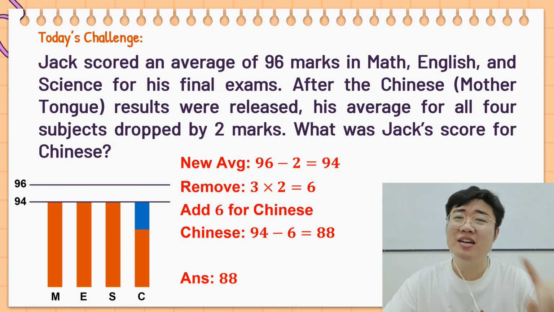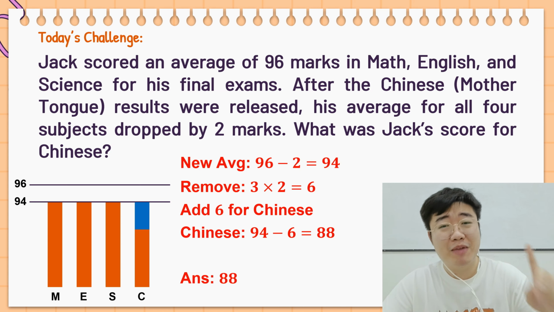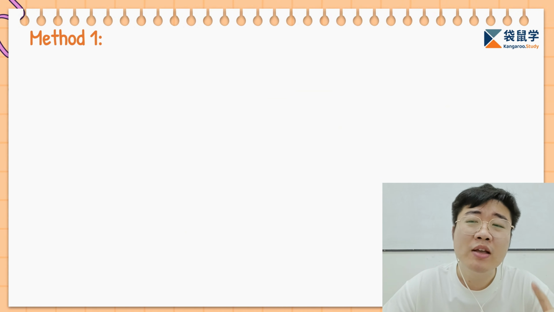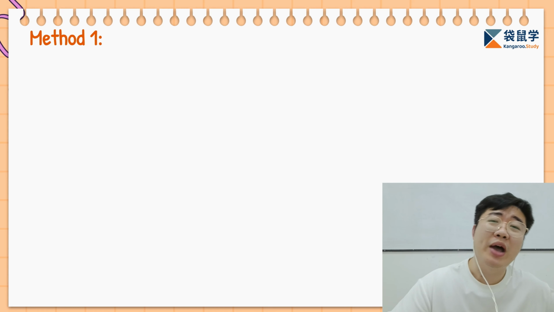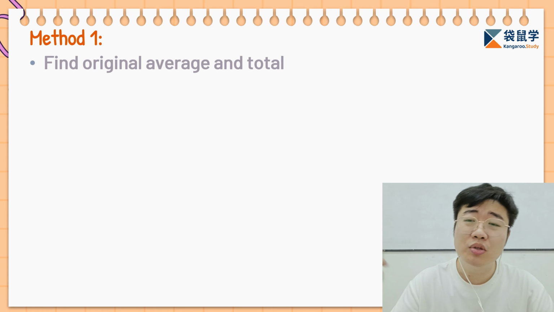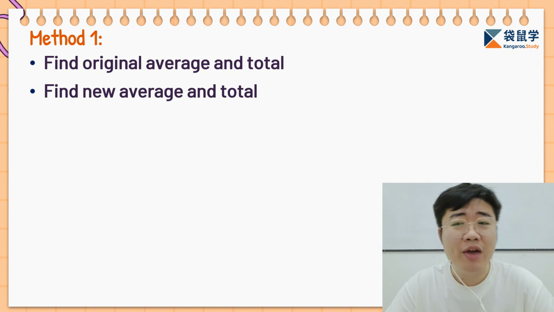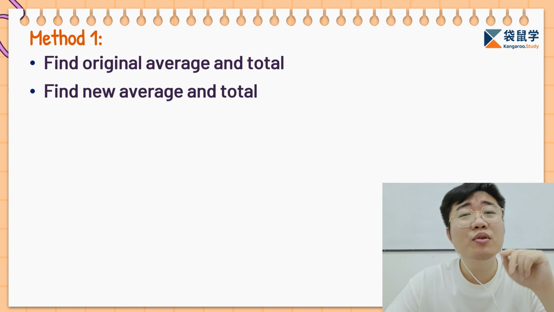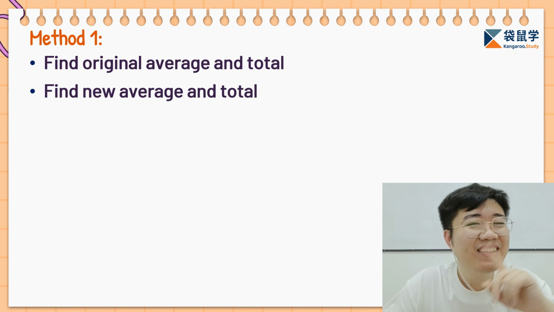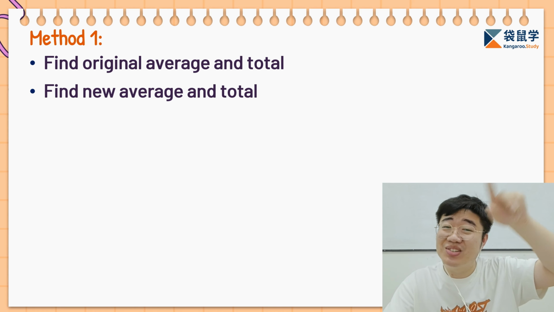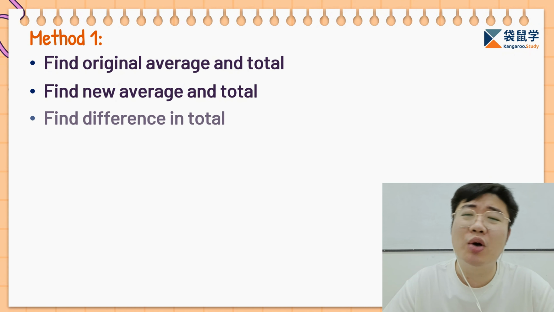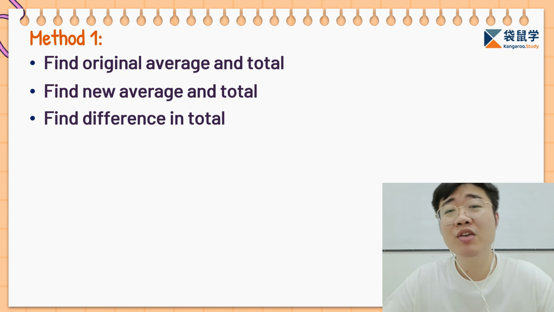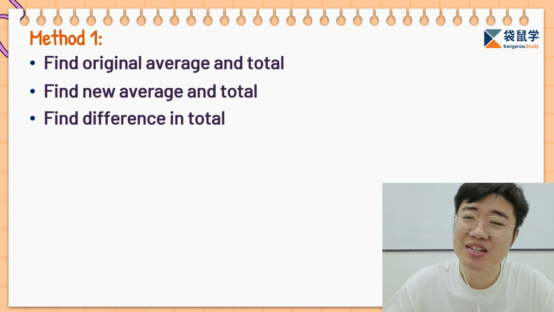So let's summarize the methods we've learned, method 1 and method 2. Now, in method 1, what we did is quite straightforward. We find the original average and the original total. After that, we find the new average and the new total. How do we find the score for the last test? Very good. We are just doing a subtraction here. Compare the new total to the original total. The difference between them gives us the Chinese language score.